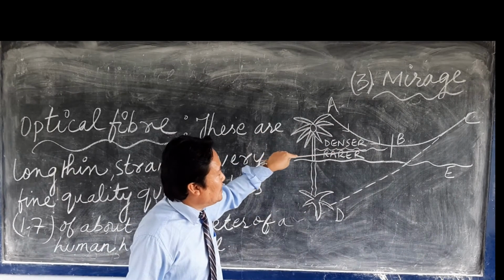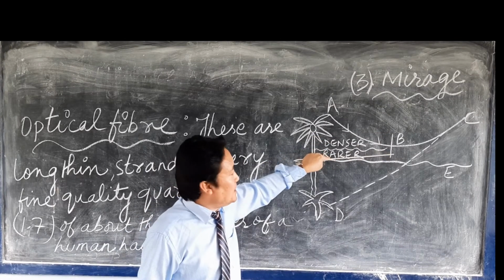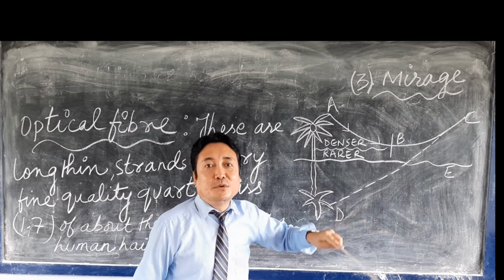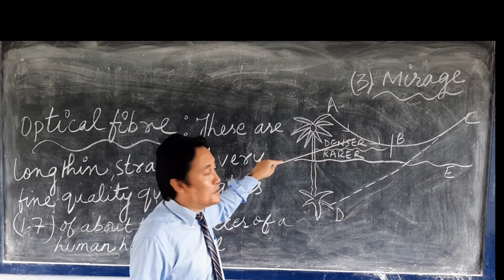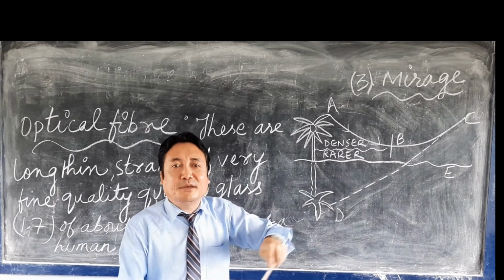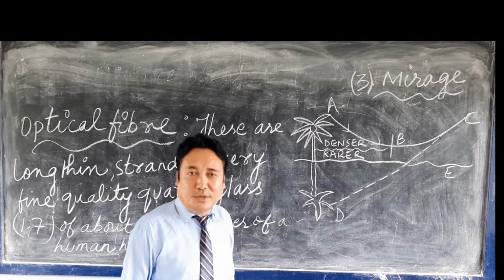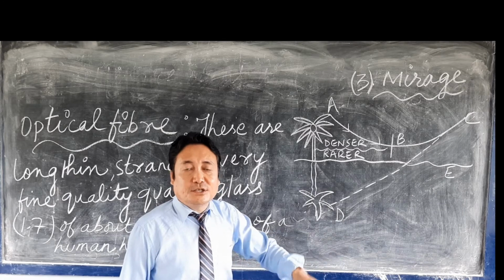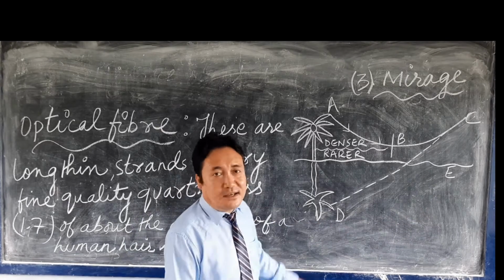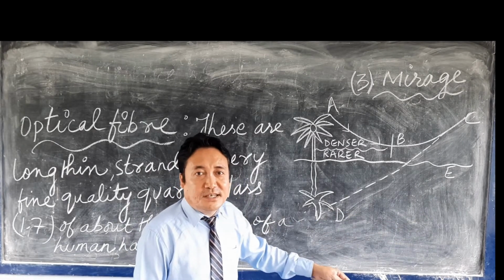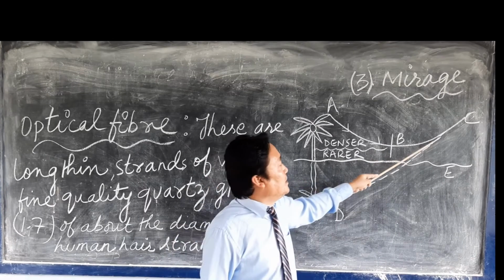When the ray of light passes from the denser towards the rarer medium, at this point B the ray of light will drift away, that means it goes away from the normal, because it's passing from the denser to the rarer medium. Finally, a condition will appear in which the angle of incidence will become greater than the critical angle. And therefore the ray of light moves upward.